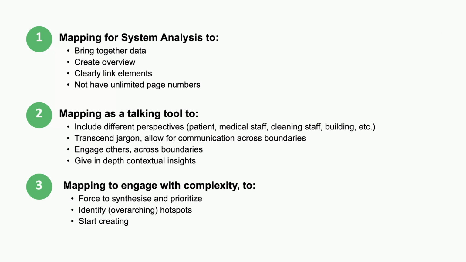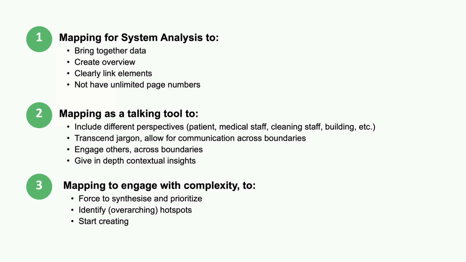To conclude, visual maps can help system analysis towards a better understanding of the system. The visual mapping process helps to create an overview of all the different aspects related to the challenge, and it clearly links these elements. But because a visual map does not have an unlimited number of pages, it also forces you to synthesize and prioritize.